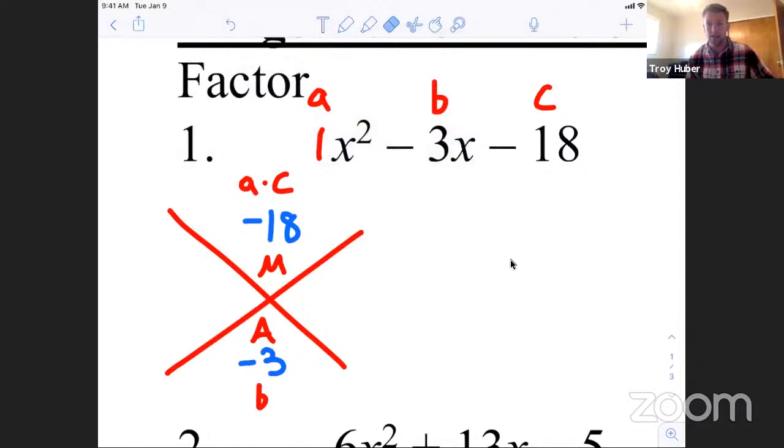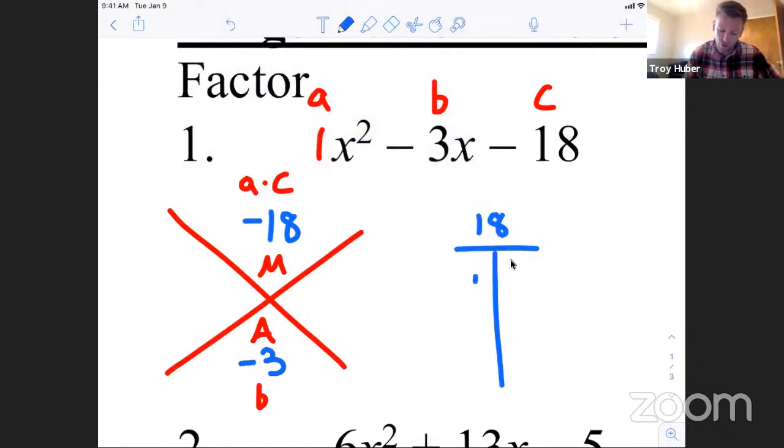So my next step is I'm going to make a T-chart of the factors of 18 to give me everything that I could use to multiply to 18. So I'm going to say, okay, factors of 18. Well, you could do 1 times 18. That's 18. We could do 2 times 9. Or we could do 3 times 6. All of those factors would multiply to 18.